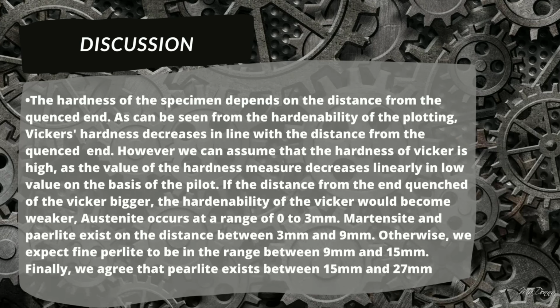The hardenability of the beaker would become weaker. Austenite occurs at a range of 0 to 3 mm. Martensite and pearlite exist at the distance between 3 mm and 9 mm. Otherwise, we expect fine pearlite to be in the range between 9 mm and 15 mm. Finally, we agree that pearlite exists between 15 mm and 27 mm.